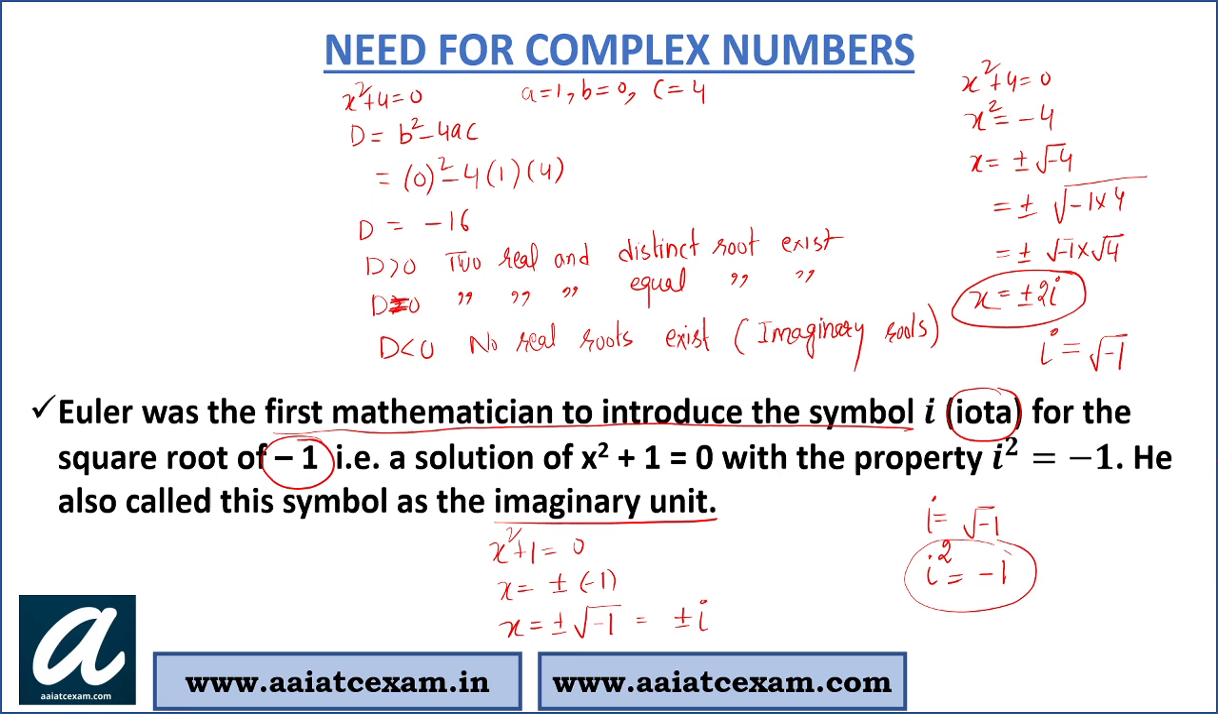This iota, you can call it iota or imaginary unit. Generally, we will use the term iota. You should know that iota is equal to under root minus 1 and iota square is equal to minus 1, students.